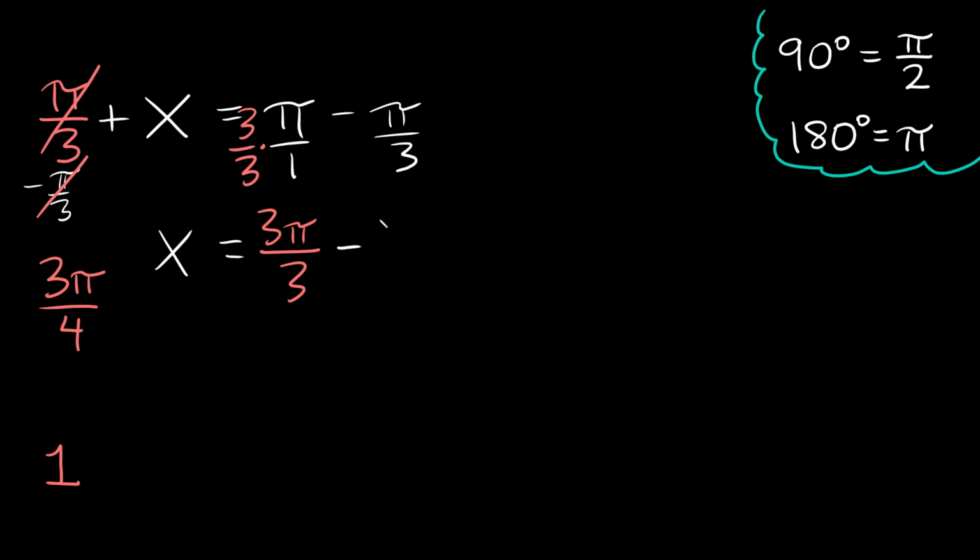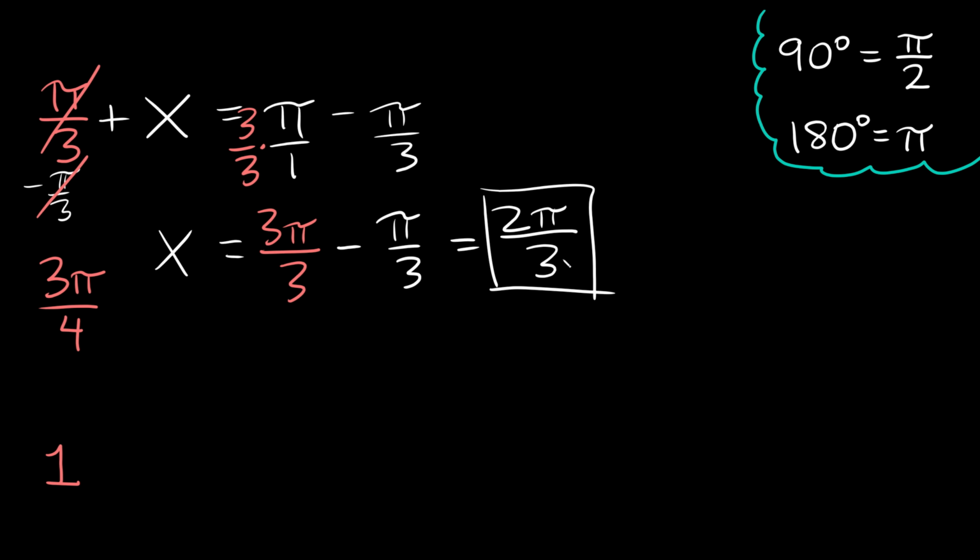And then we're gonna subtract pi over 3. So 3 pi minus 1 pi is equal to 2 pi. And again, that's over 3, all right? So there's our answer right there. So 2 pi over 3 is supplementary with pi over 3.